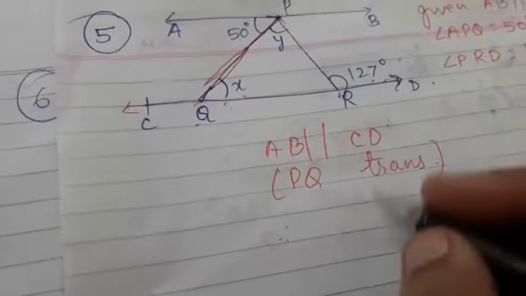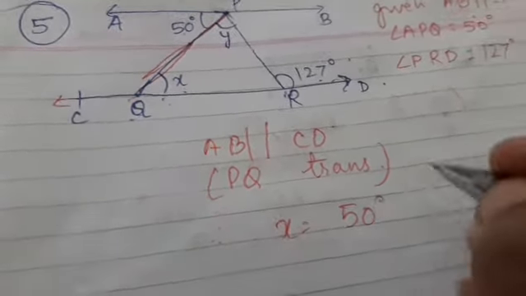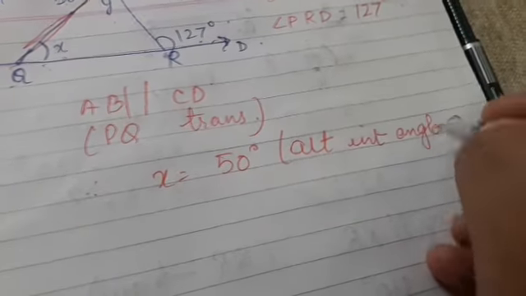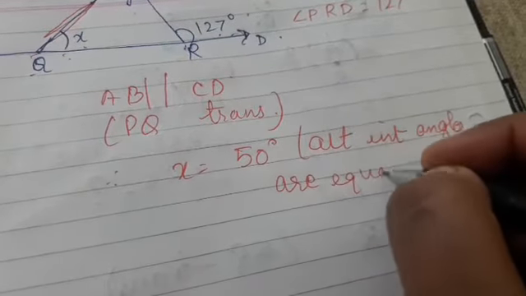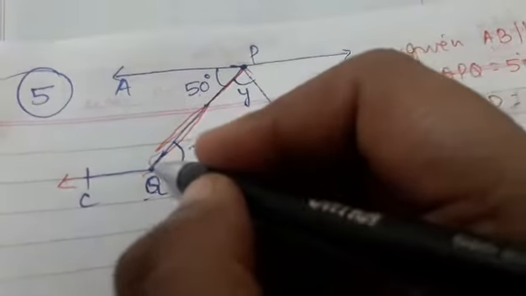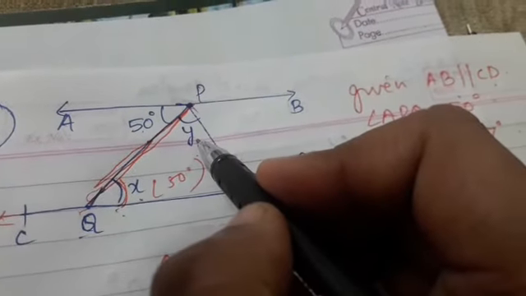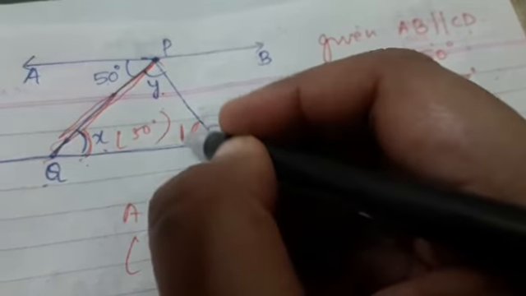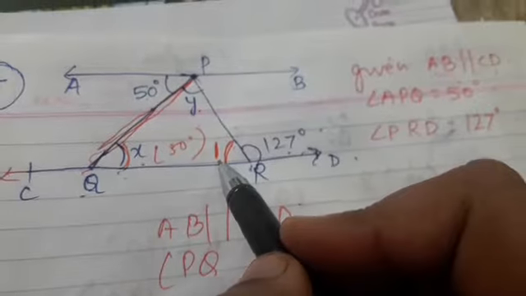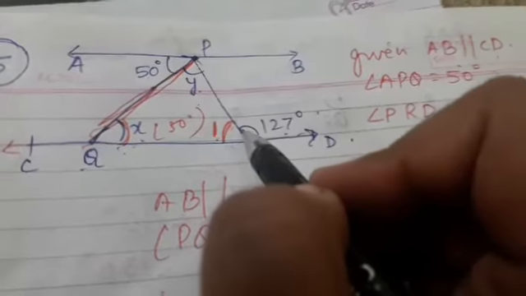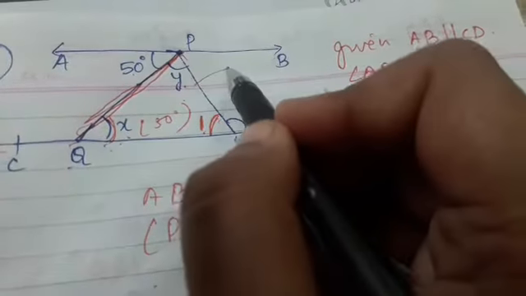So therefore I will write x is equal to 50 degrees, the reason being alternate interior angles are equal. Okay, now here I have got angle x, this is a straight line. Here I get angle x as 50 degrees. Now I can find angle y. For this I will assume this angle to be angle 1. You know why? If I get this angle 1 by linear pair, and this angle I have already got, x as 50 degrees, then by the angle sum property of the triangle I can find angle y.